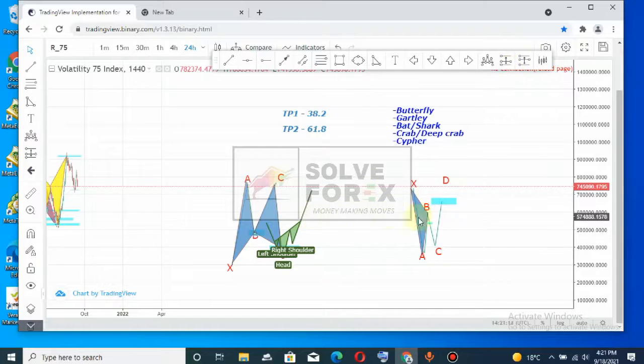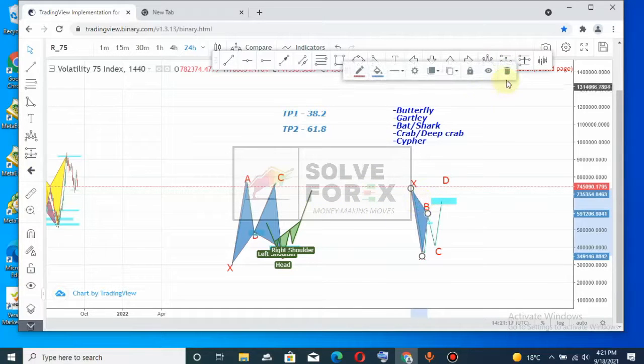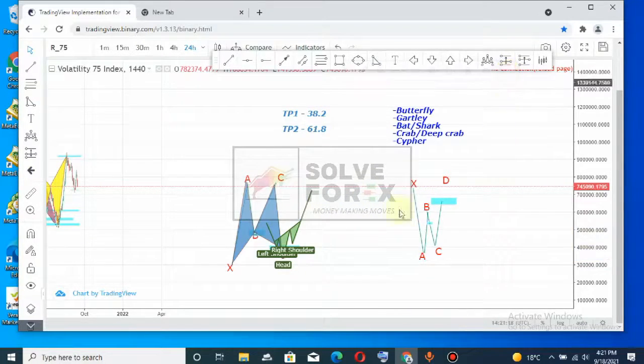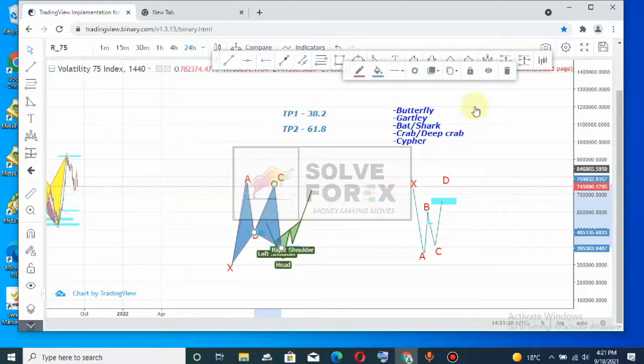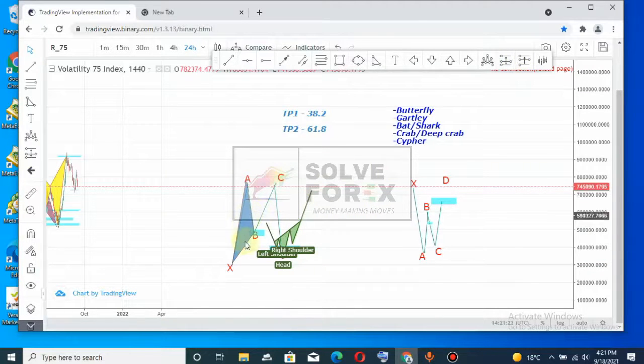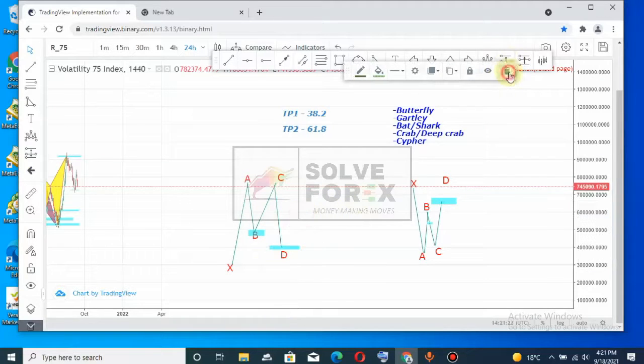All you do, guys, you check for your B point. Check where it is retracing on your B point. When it doesn't break your high or it doesn't break your low, then you check where it is going on your D point. If it meets your harmonic pattern rules, then you know which one it is.